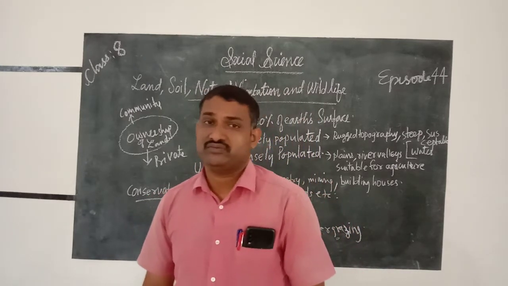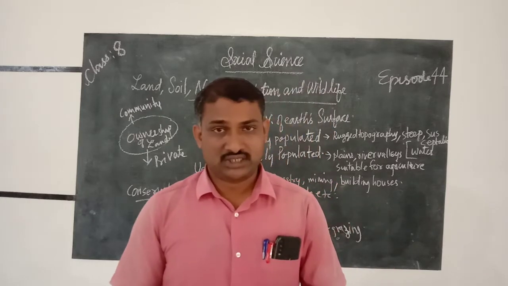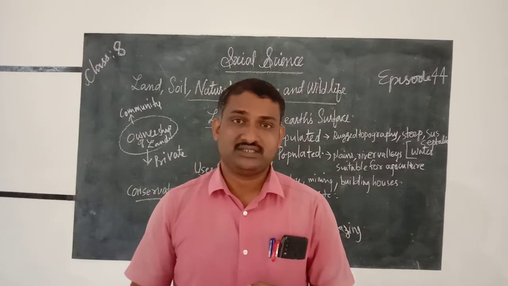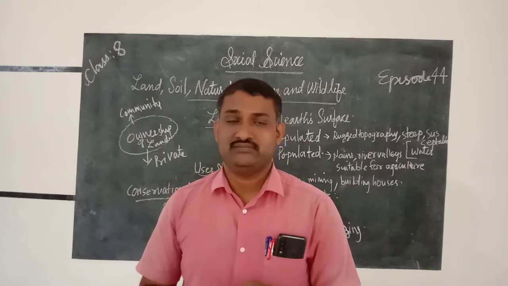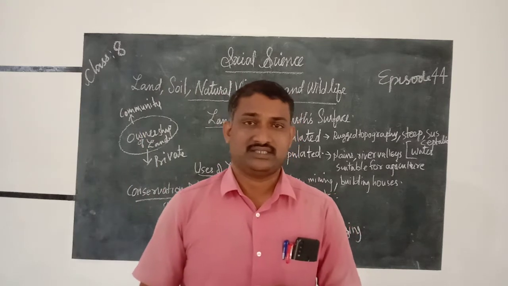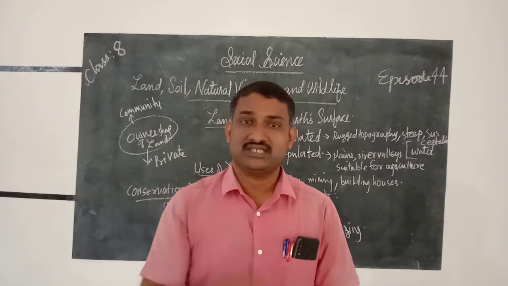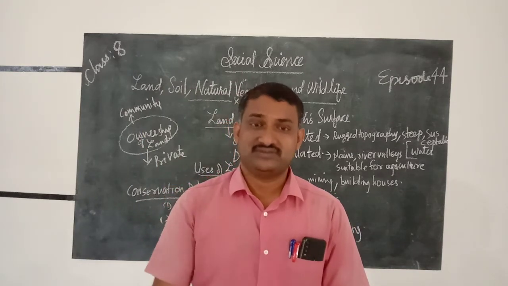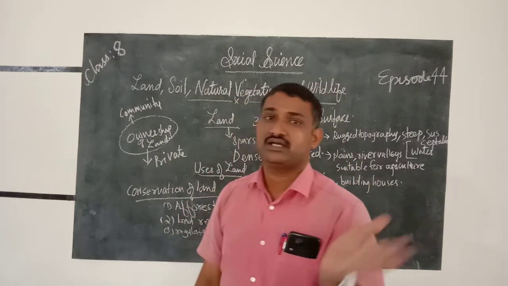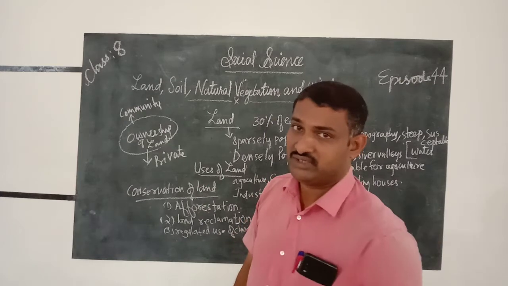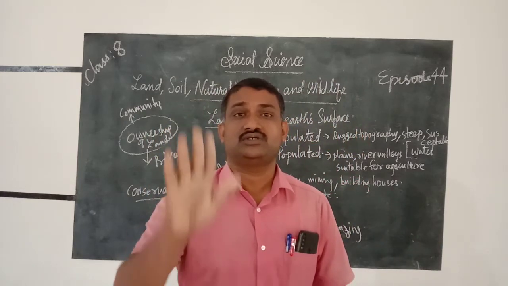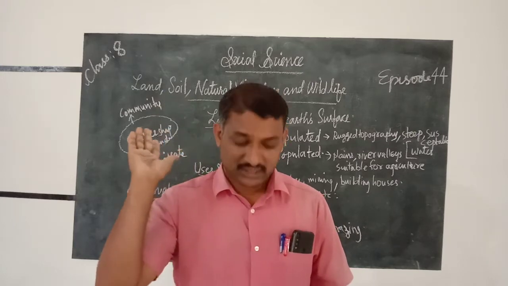So we must prevent soil erosion. We must plant trees. We must protect the plants. We must protect the animals. Then only we can survive on this earth. Otherwise we can't survive on the earth. That is natural vegetation. It means the life of plants and animals. And moreover, it is our duty to protect and conserve plants and animals.